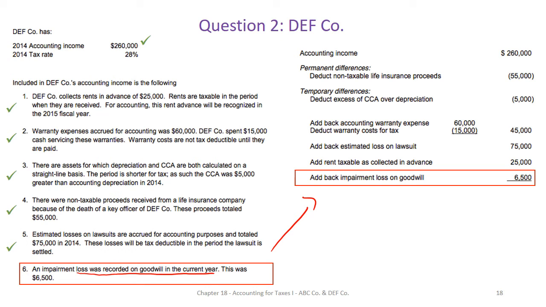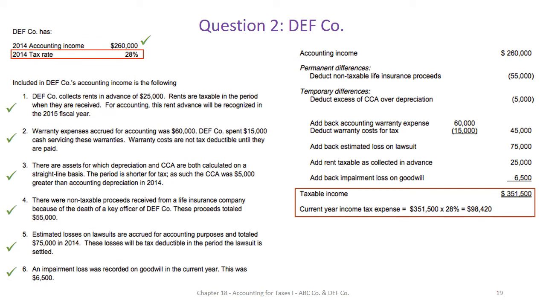Once goodwill is recorded, goodwill is actually amortized over a very long period of time. You'll take a tax course and you'll see what happens there. But basically, any impairments on goodwill are never deductible, and this temporary difference will take a long time to reverse because the goodwill is actually amortized on a declining balance basis over a long period of time.